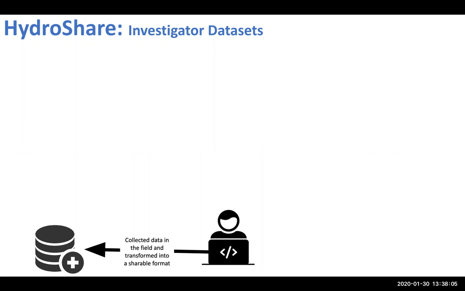And Tony, you're gonna love this because I've got animations here. But the first on this slide is investigator data sets, either an individual or a small group of investigators. So first, typically data are collected in the field and then transformed into a shareable format.